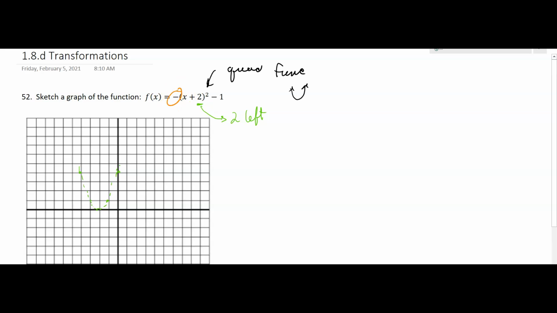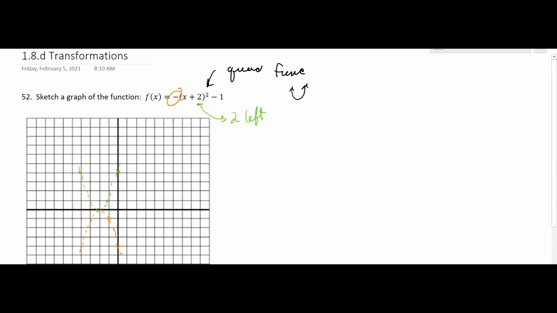Okay, then what does this part say? That part says it's got to reflect about the x-axis. So we want to flip it upside down. And so again, this isn't quite our final answer, but it looks like that now.